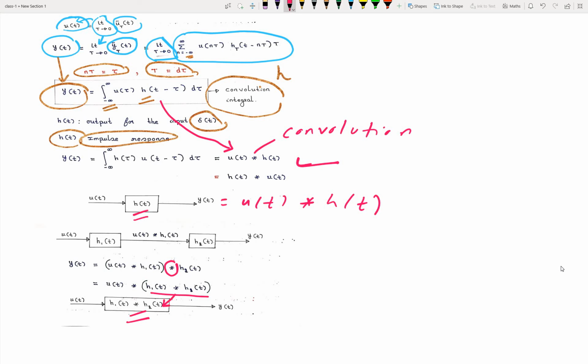Okay, so you can expect one-mark questions on these things in GATE or in some competitive exams.